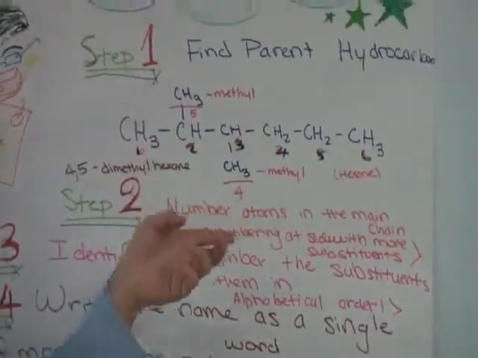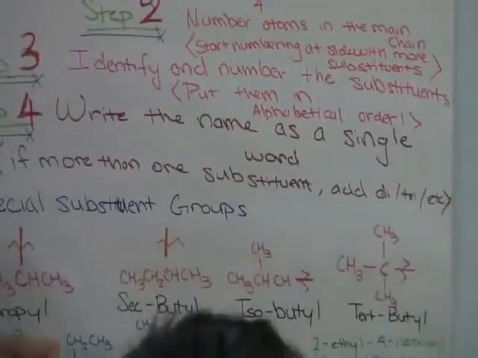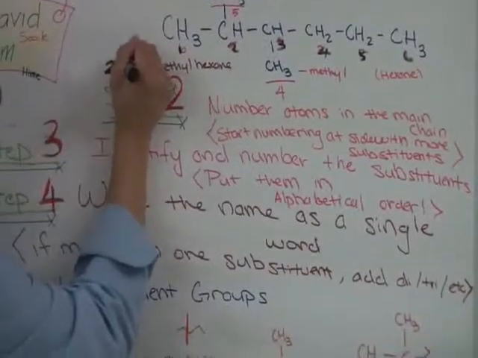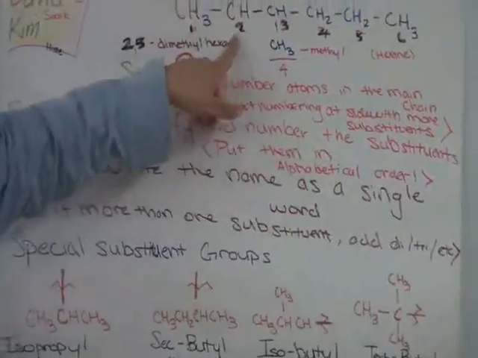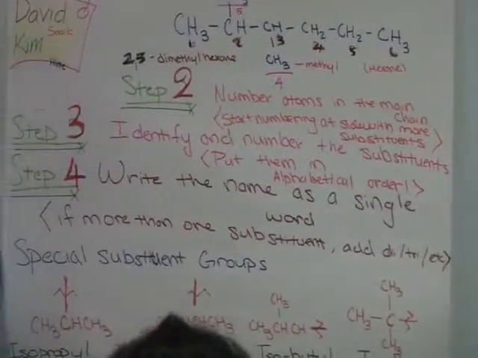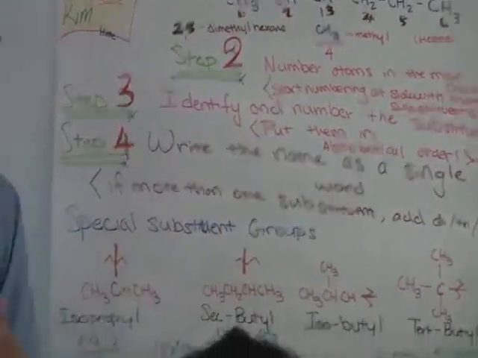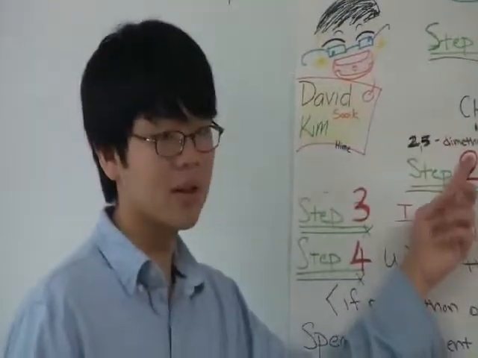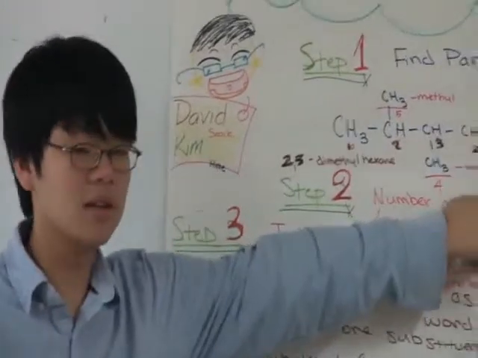So when you're finally naming the hydrocarbon, you have to do 2,3-dimethyl hexane in this case. You guys understand why? Because in this case, the first methyl is in 2, the second methyl is in 3. So there's 2, 3. But there's 2 methyl groups. That's why you put a prefix of di. Di means 2. So that's why you have 2,3-dimethyl hexane, which is the longest chain, 6 carbons, which is equal to hexane.